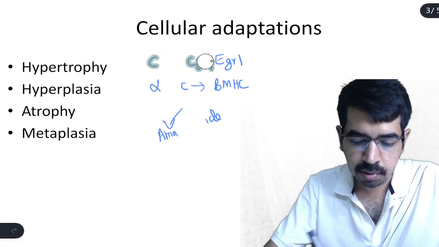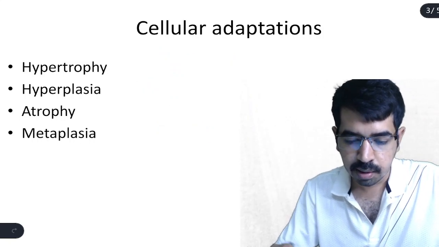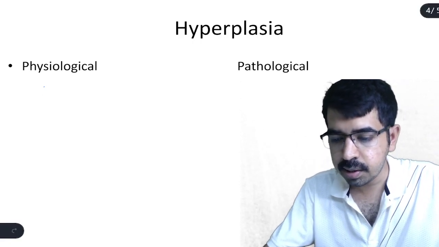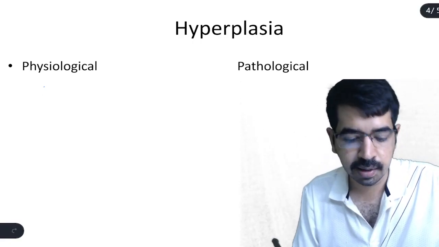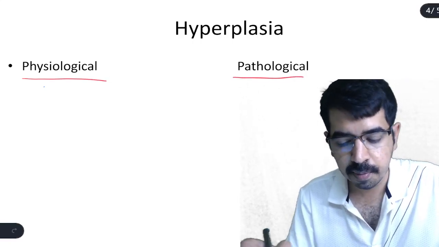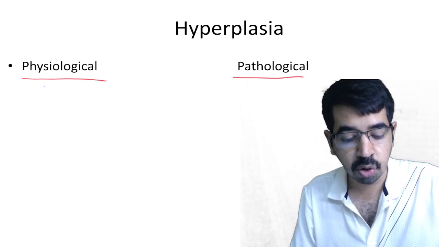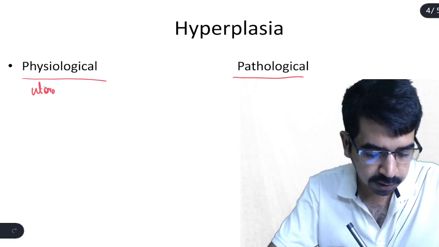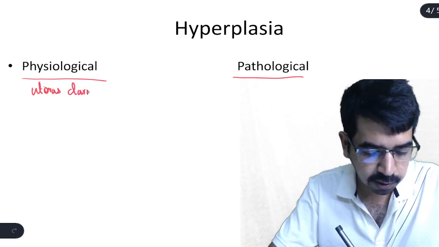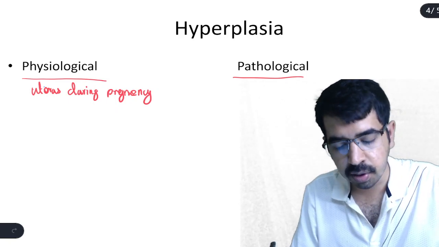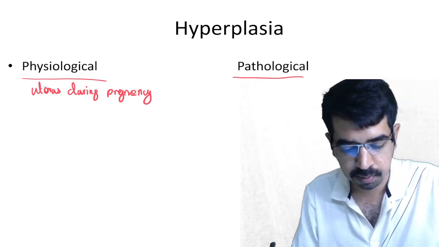Now let us learn about hyperplasia. Hyperplasia is the increase in number of cells. It occurs in cells which are capable of dividing, which are capable of synthesizing DNA. There can be physiological hyperplasia as well as pathological hyperplasia. Examples of physiological hyperplasia include uterus enlargement during pregnancy. That is an example for both hyperplasia as well as hypertrophy. Both occur in the enlargement of the uterus during pregnancy.